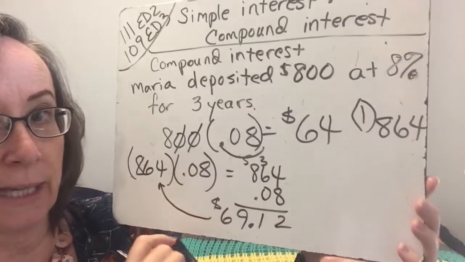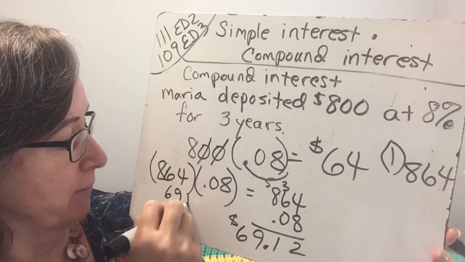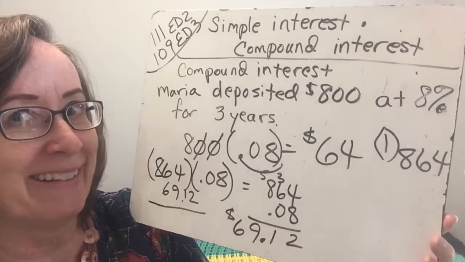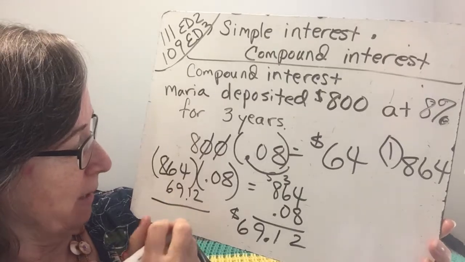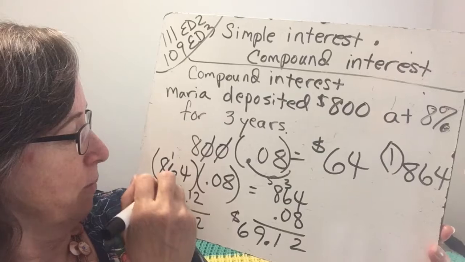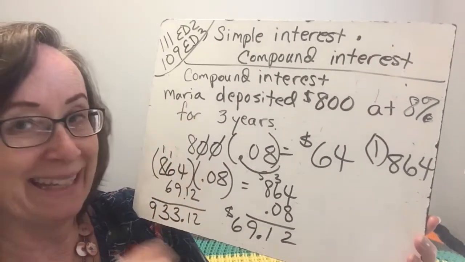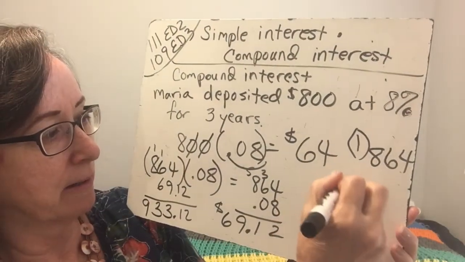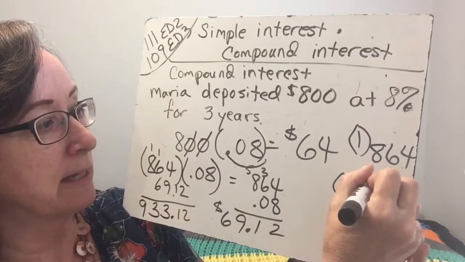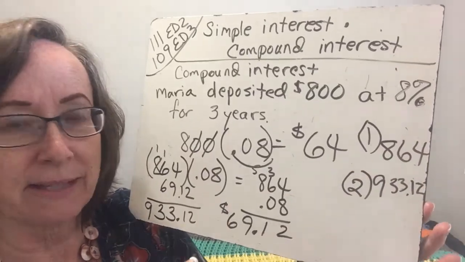Okay, so let me get that up. Can you see that? All right, so now I'm going to take my $69.12 and add it to my $864 that I started the year with. So I'm going to have the 0.12 and then the 13, 12, 13, and 9. Okay, so at the end of the second year, she's going to have $933.12 at the end of the second year.